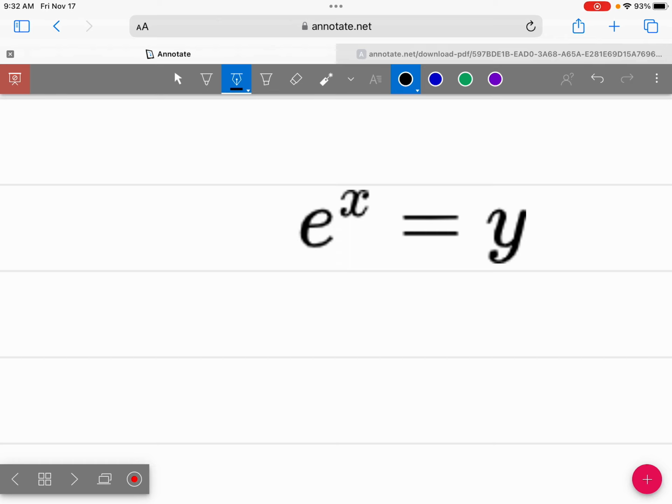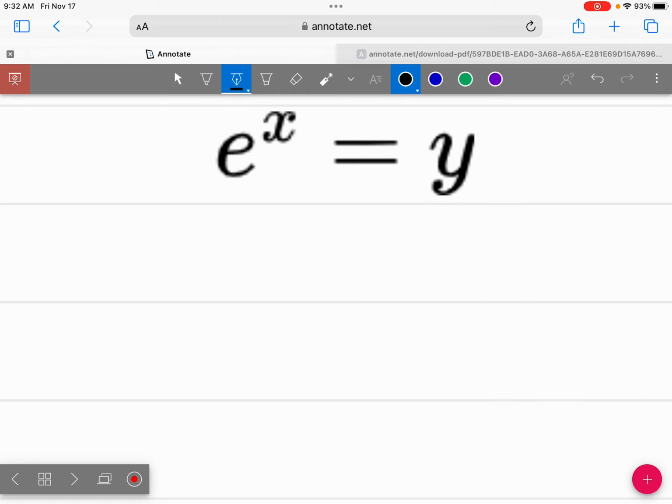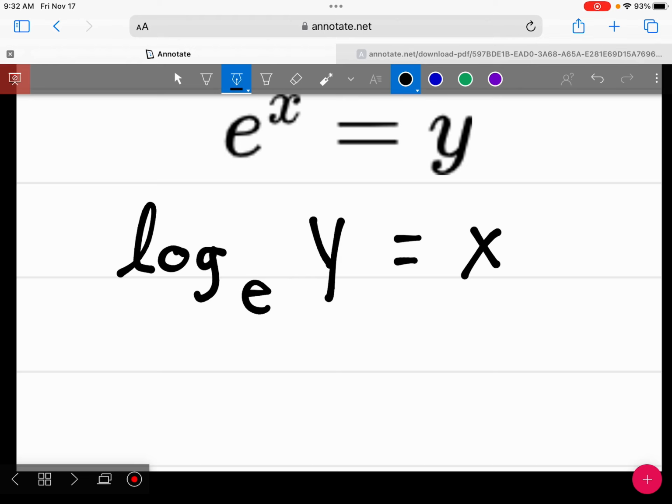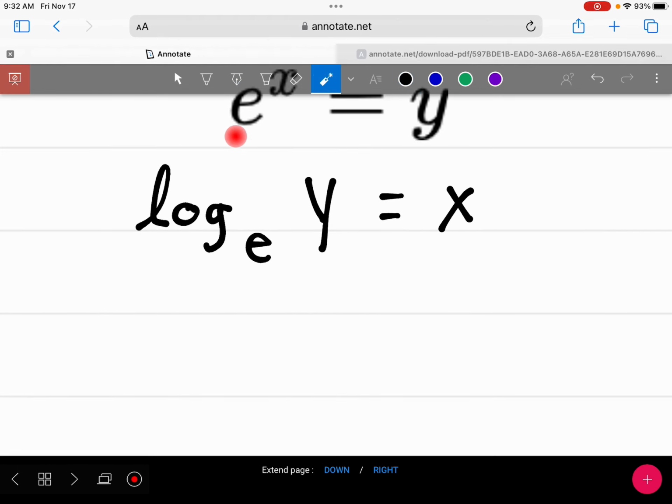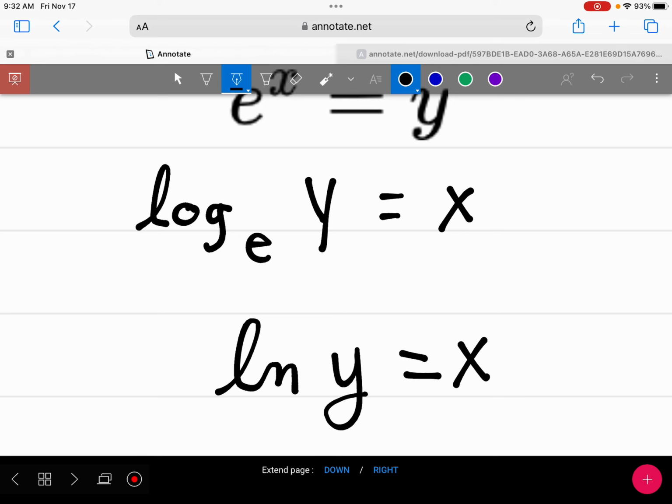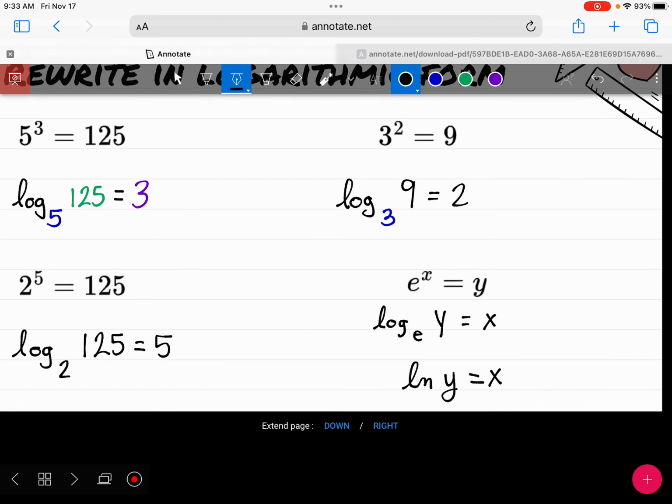Little curveball over here. Log base E of y equals x. Let's simplify this a little. Log base E, how else can I write that? The natural log. We can do ln of y equals x. So if we have log base E, we can write it as ln. If we have log base 10, we just write log. You don't have to put the 10. Okay? Questions on switching between the forms?